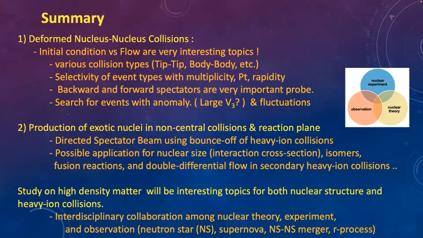The production of exotic nuclei is in non-central collisions. It is very useful for future heavy ion collisions, using a directed spectator beam from heavy ion collisions in the beamline, which may provide new physics cases, such as interaction cross-section measurement. They measure the integrated reaction rate to confirm the size of nuclei.